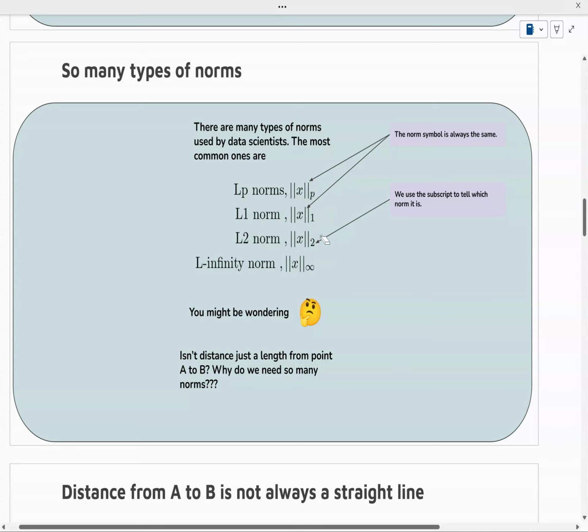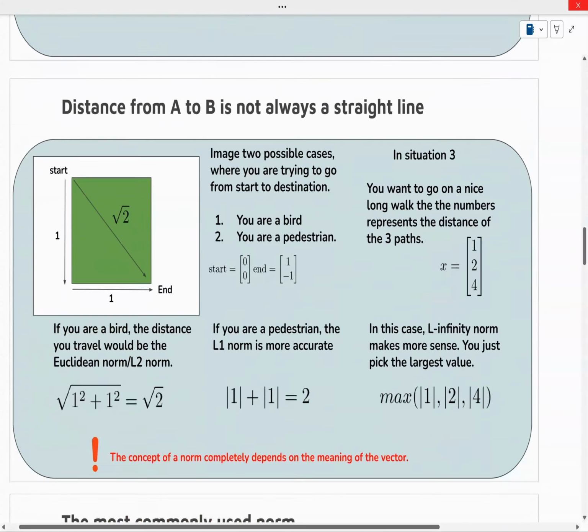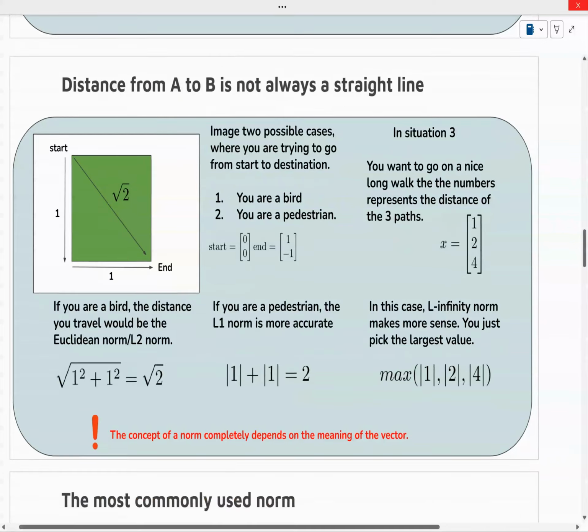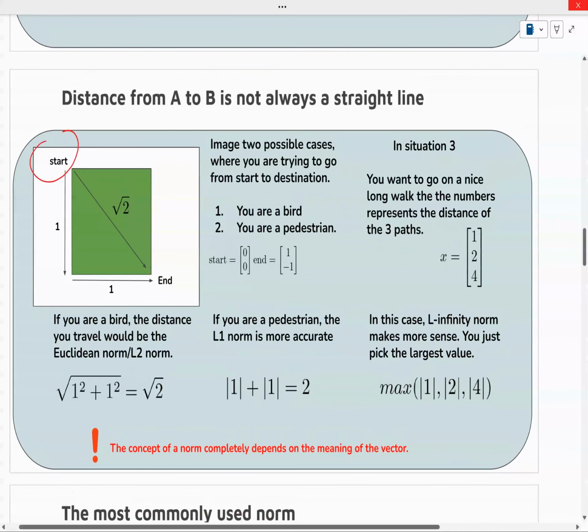Now, you might be wondering, well, aren't we just finding the distance from point A to point B? So why are there so many ways to measure the distance between point A and point B? Shouldn't there just be a single distance? And the reason has got to do with geometry. Distance from point A is not always a straight line, and that's the reason why we have many, many different ways of measuring distance.